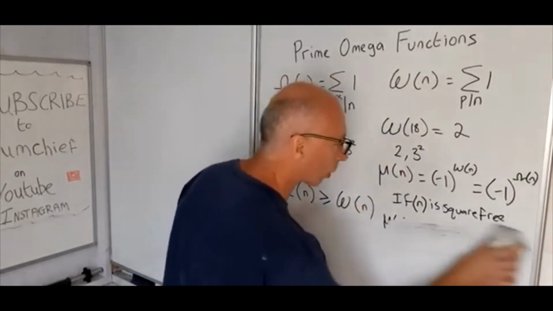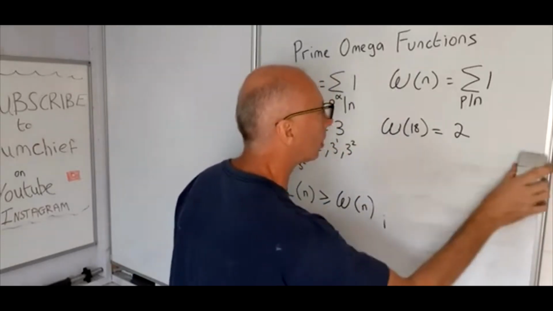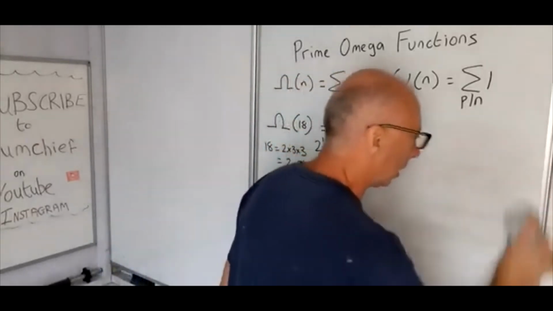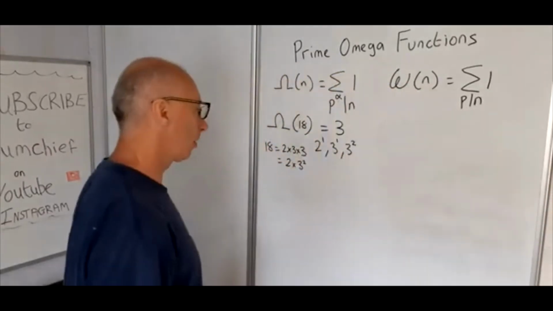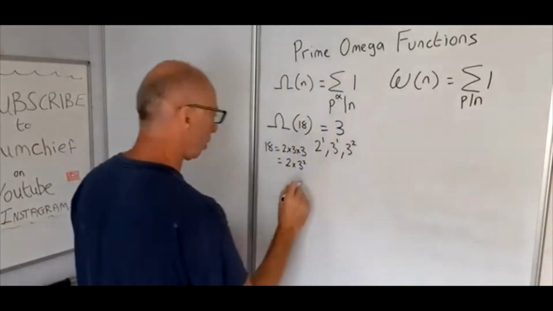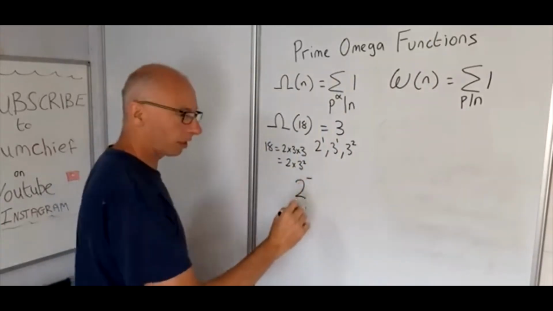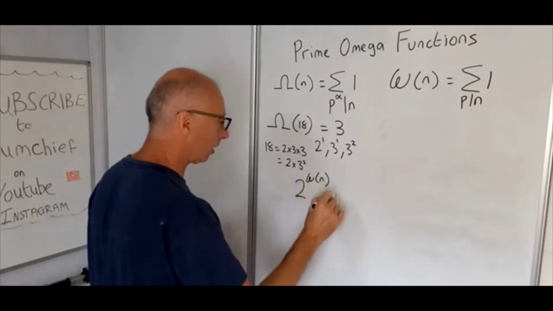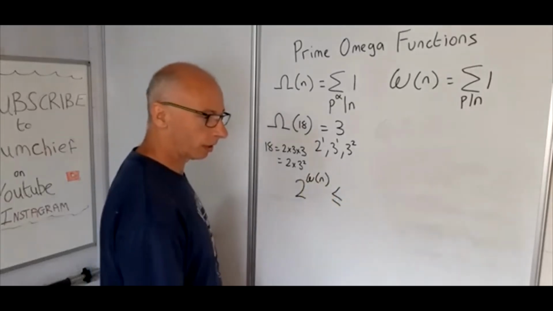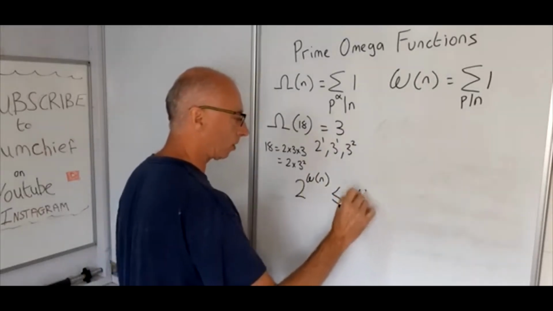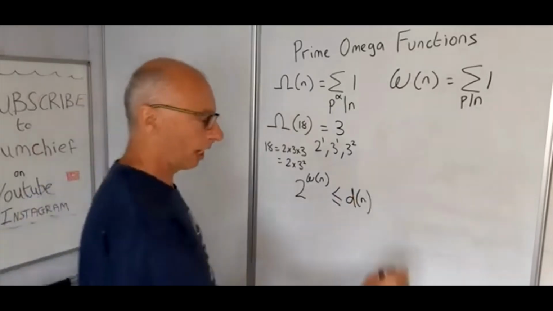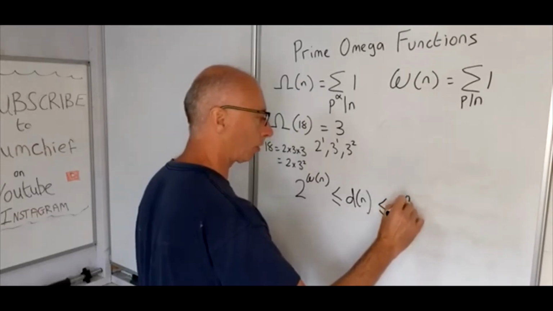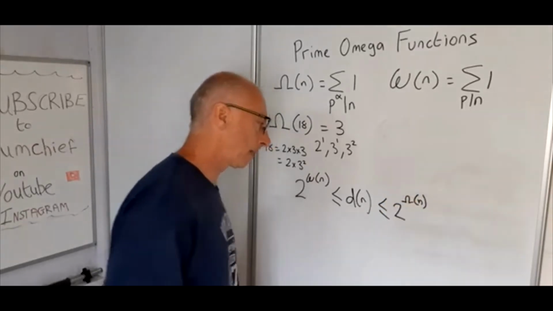So there's one identity there for the prime omega function. Now we're going to have a look at another couple. Okay, let's take these ones off. There's another identity where we can say 2 to the lowercase omega n is less than or equal to the sum of the divisors of n, which is also less than or equal to the capital version of the prime omega function of n.